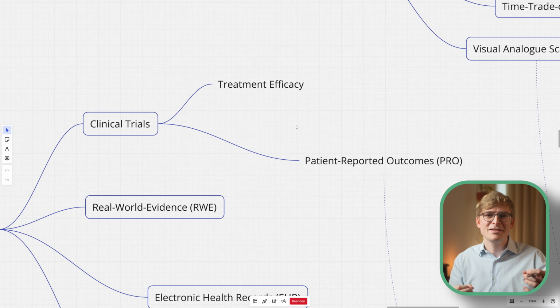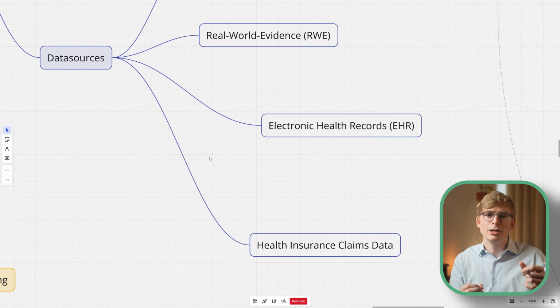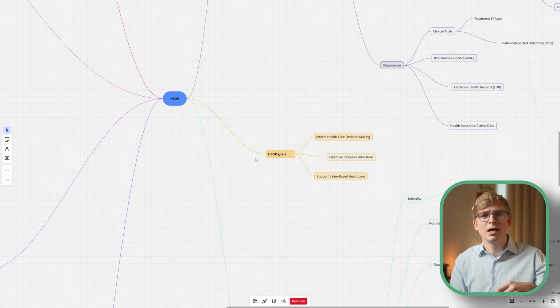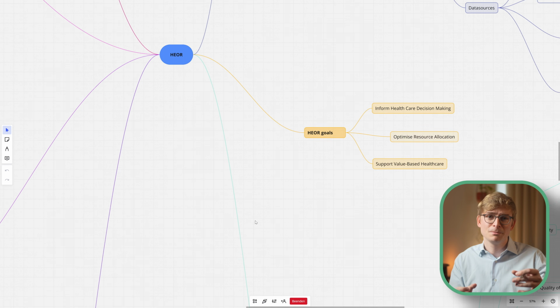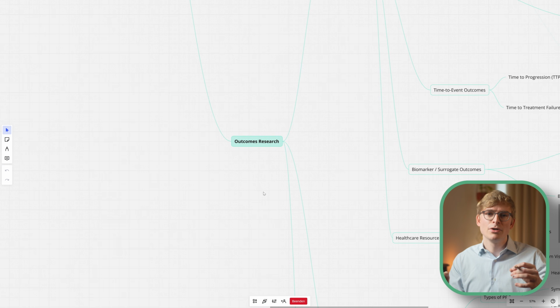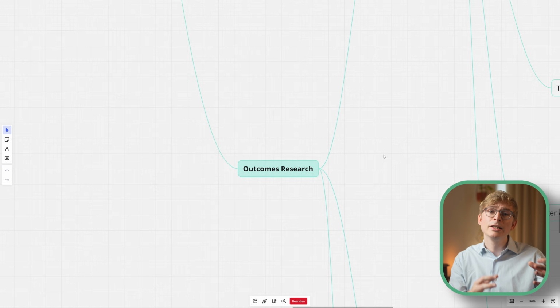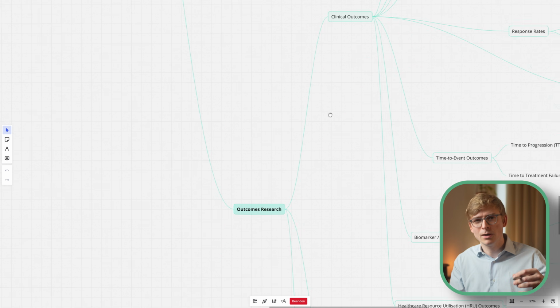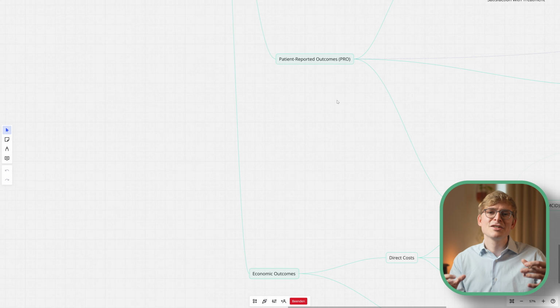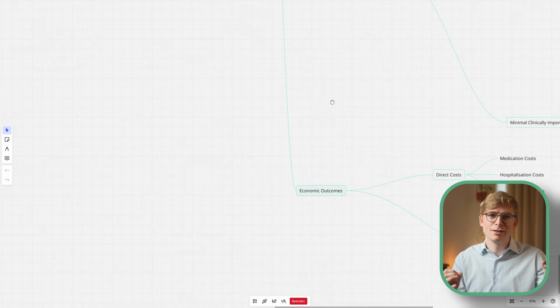Now that we've got a better idea about health economics, let us focus our attention on the second component that makes up HEOR by following the turquoise branch. To put it simply, outcomes research can be broken down into 3 major areas, including clinical outcomes, patient-reported outcomes, and economic outcomes. Let us start from the top and look at clinical outcomes first.